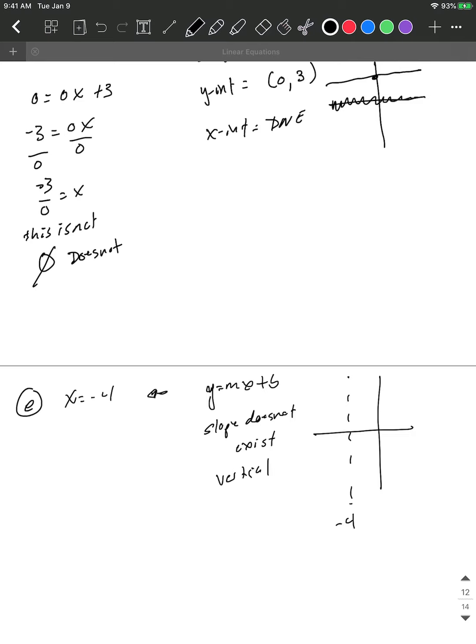So that means it doesn't have a y-intercept. Its y-intercept does not exist. Its slope doesn't exist also. The only thing it does have is an x-intercept, which is located at (-4, 0). So that's pretty much it on that.